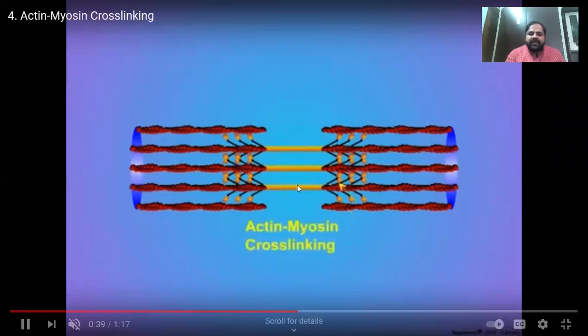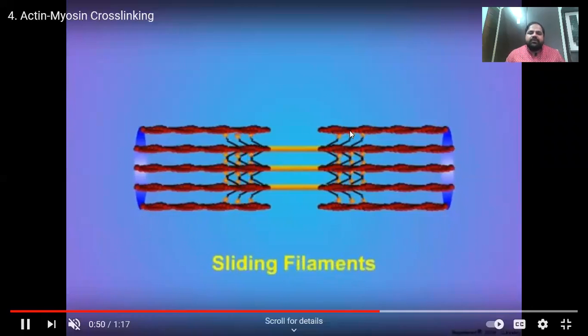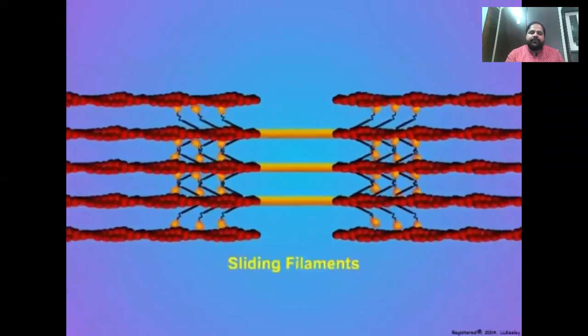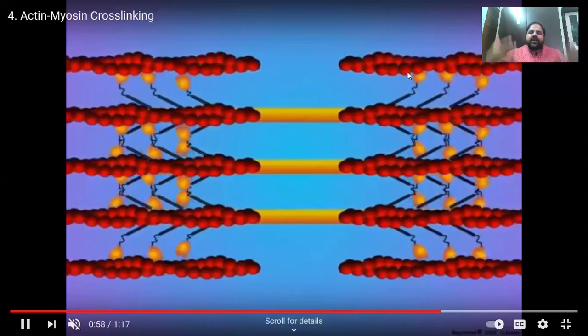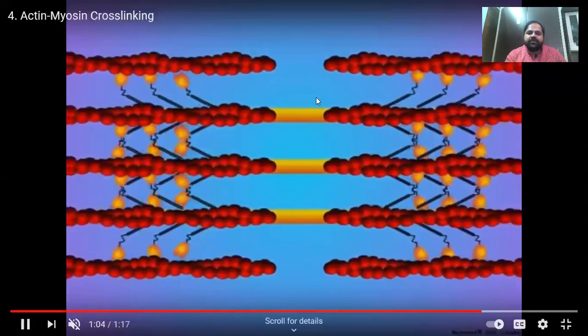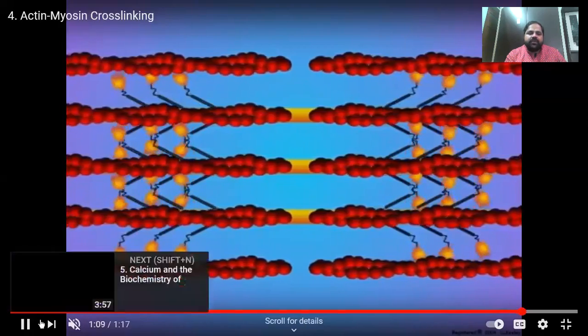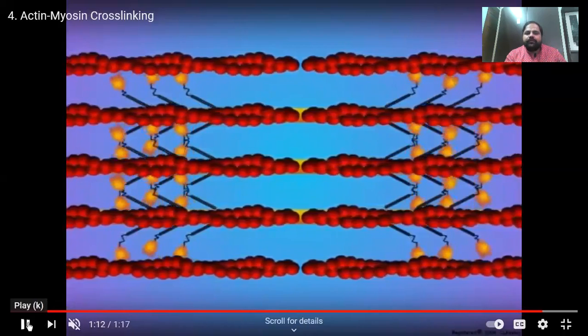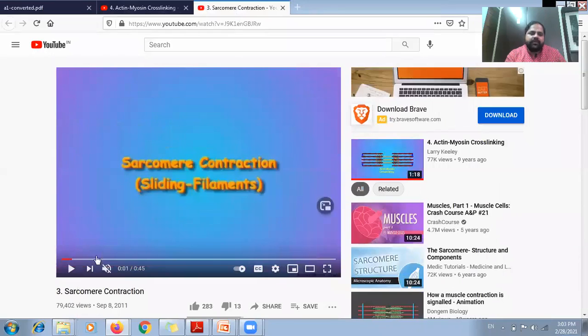Now the actin myosin binding cross-linking takes place. We can see here several of the heads getting attached with this structure. Now the sliding of filament takes place. Now we can see how this attachment and detachment takes place and how the actin moves towards the center. The yellow structure is representing the myosin and the red structure is representing the actin. Now we can see how the movement is taking place.